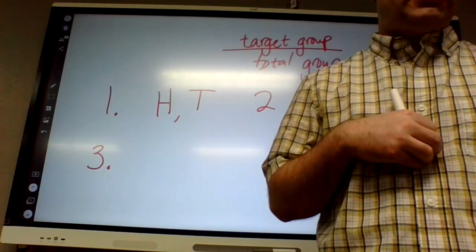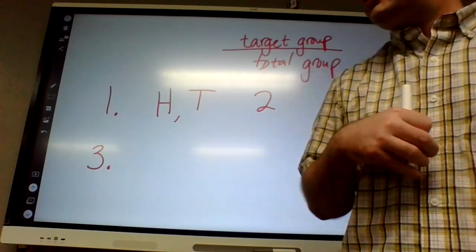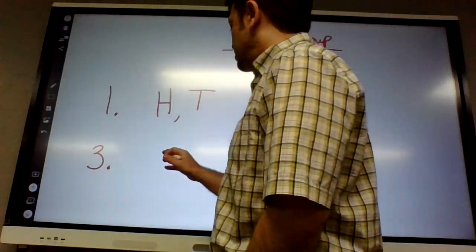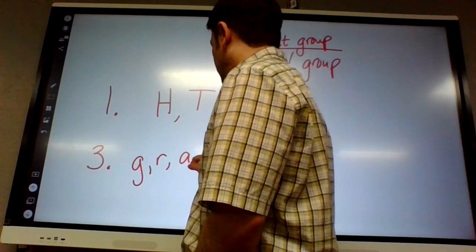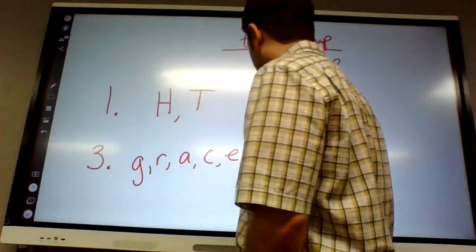Number 3, a letter is chosen randomly from the word grace. So the possible outcomes are G, R, A, C, E, 5.